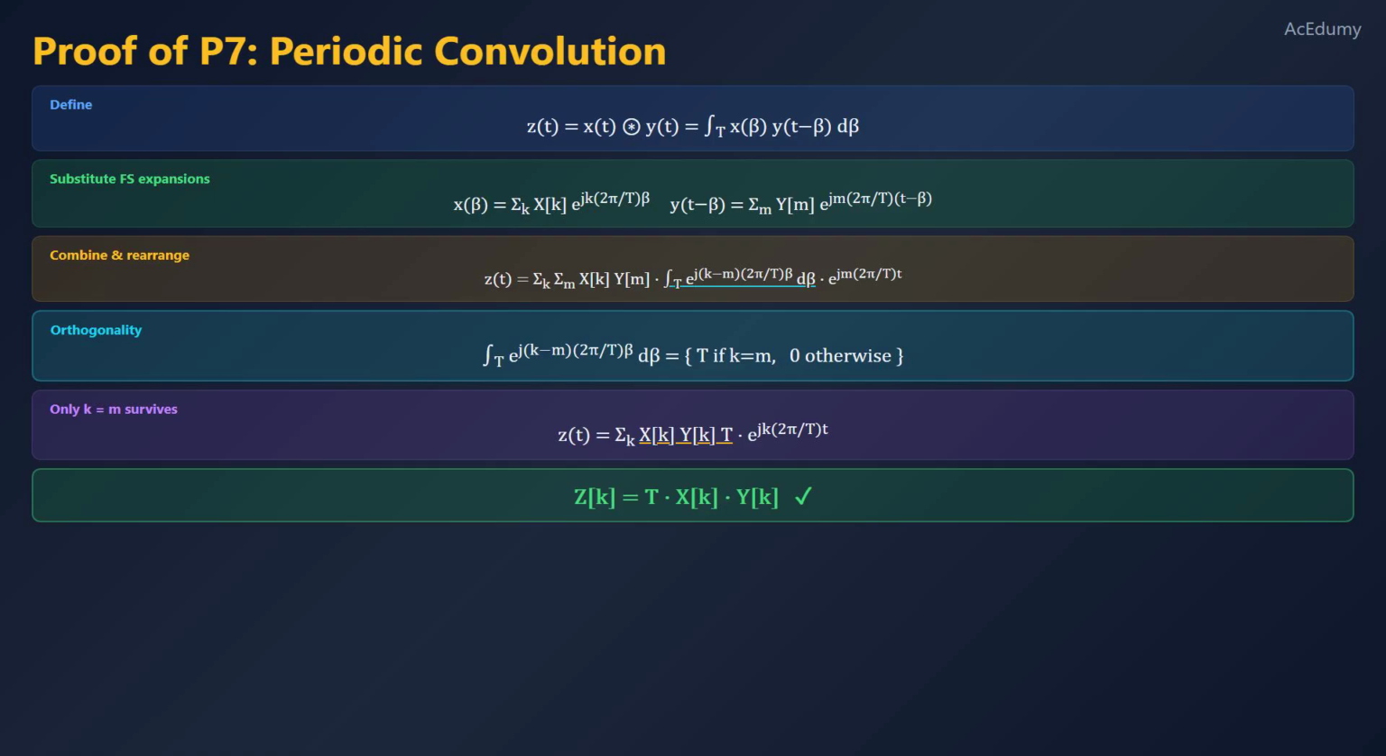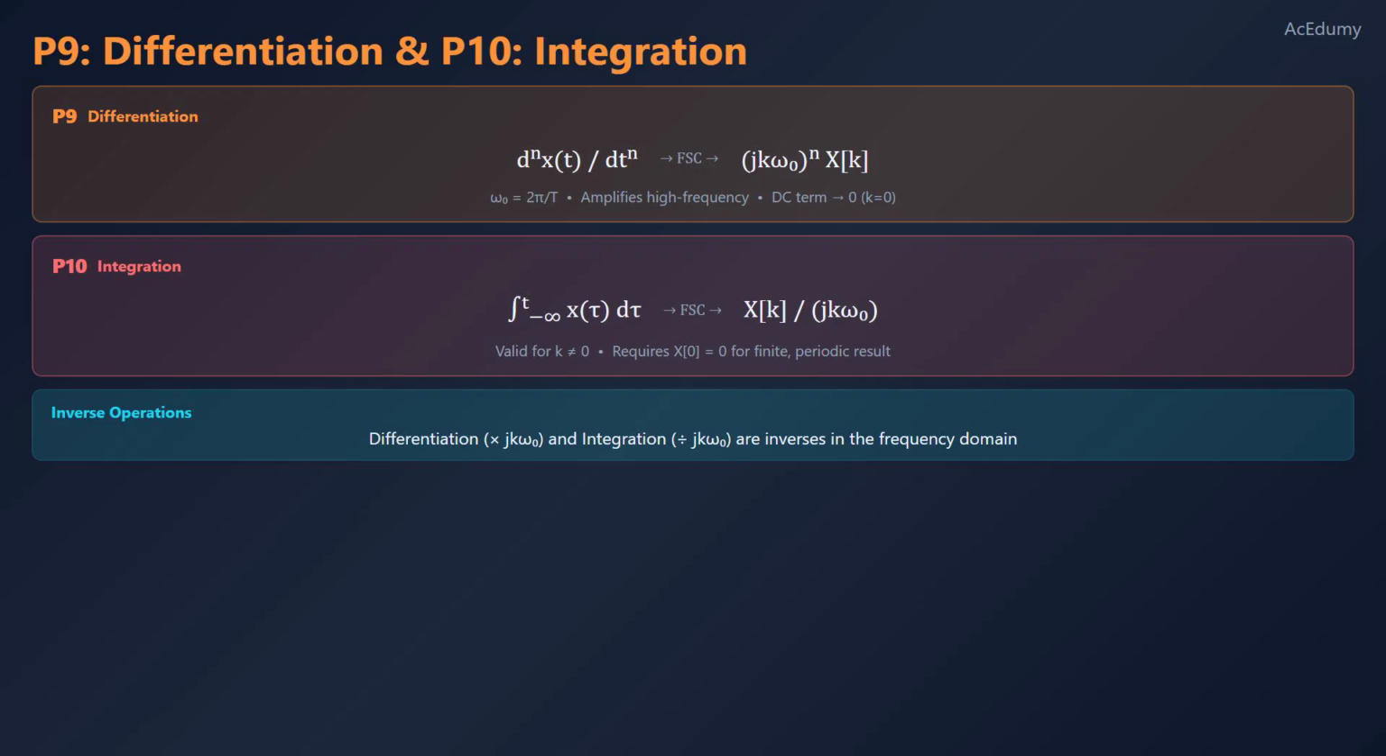So z of t equals the sum over k of x of k times y of k times T times e to the jk 2 pi over T times t. Comparing with the synthesis equation, we identify z of k equals T times x of k times y of k. This completes the proof.